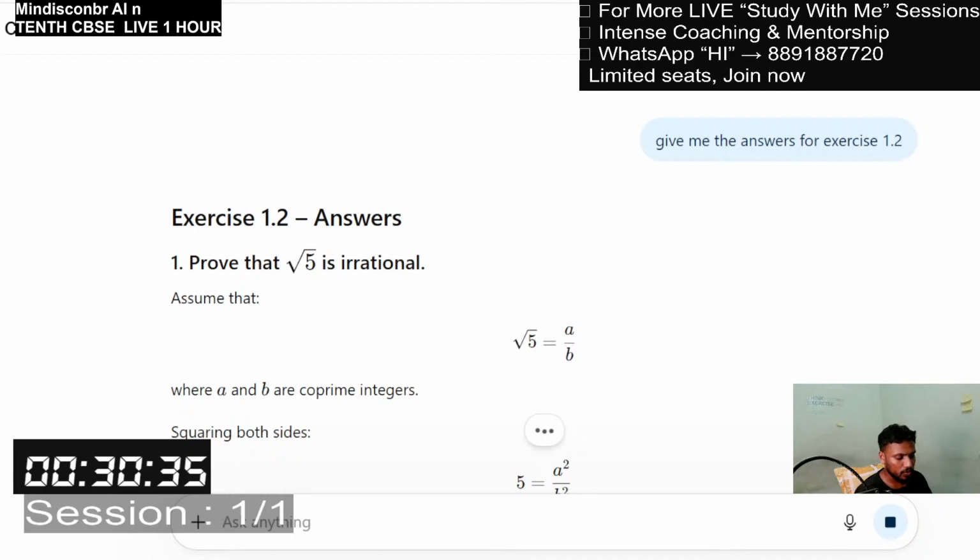For example, p is 2 and a is 4, then we can say that 2 divides 4 square, which implies 2 divides 4 also. So by theorem 1.2 it follows that 2 divides a. So we can write a is equal to 2c for some integer c. Now we are giving the value a is equal to 2c for some integer c.